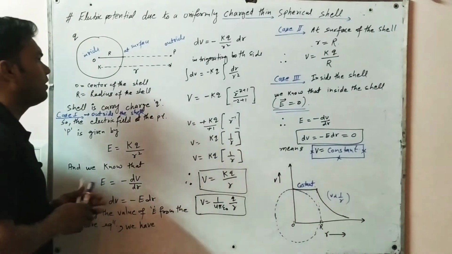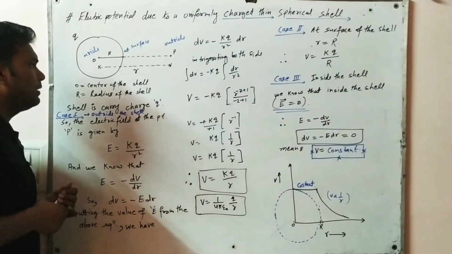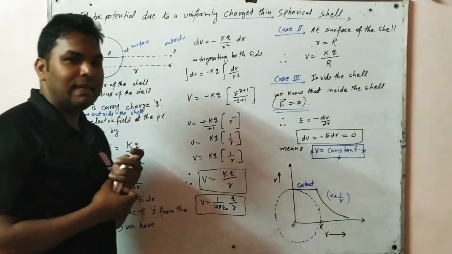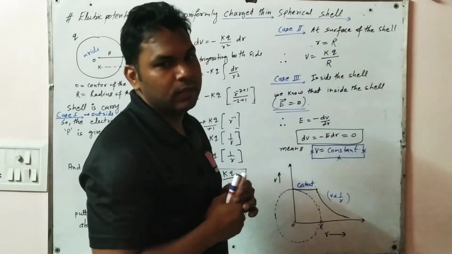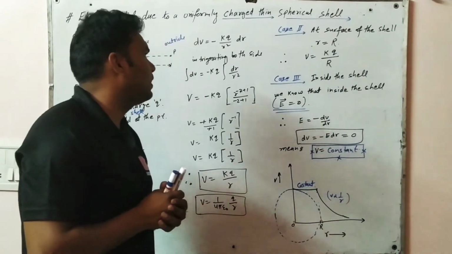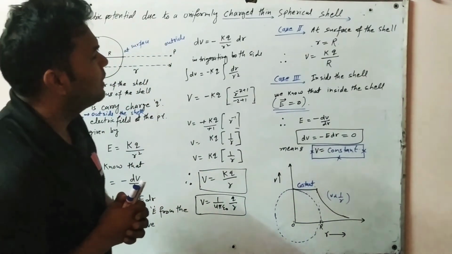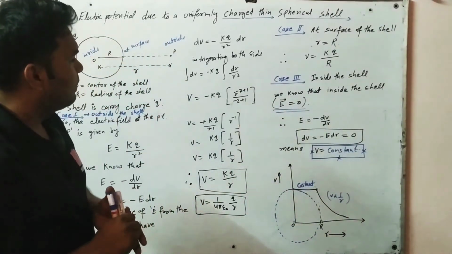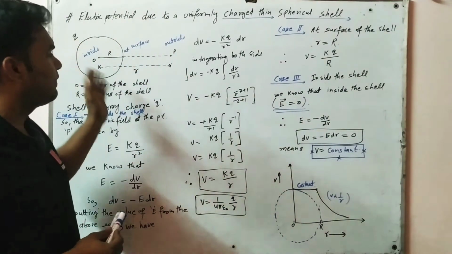Now here we have another case, the second case, at the surface of the shell. So we are considering our point P at the surface of the shell. In that case our r, small r, is equal to capital R. So we just replace it. So V is equal to kq upon capital R. So this is the value of the electrostatic potential due to a thin spherical shell at the surface of the thin spherical shell.